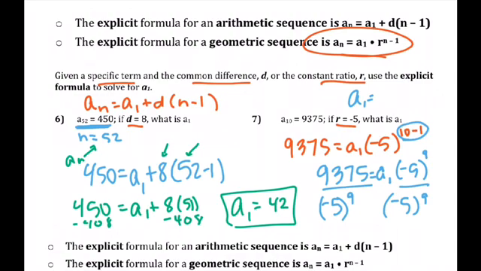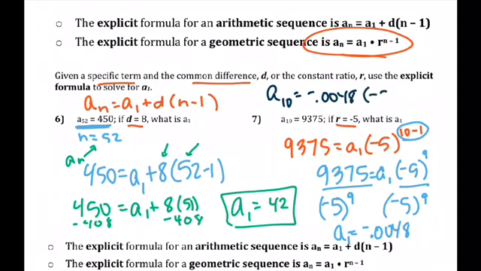Okay, so Elizabeth, tell me what your answer is. Negative 0.0048. Okay, did everybody else get that number too? Yes. Okay, so it sounds like most of you did. Elizabeth said that seems like a weird number. So what we can do is, to find a sub 10, I take a sub 1, which is negative 0.0048, and multiply it by negative 5 to the 10 minus 1 power. Does it work? Does it come out to be 9,375? So you can check it. You can make sure.